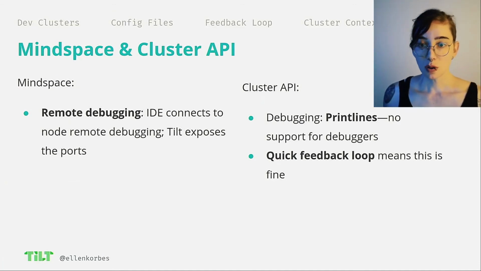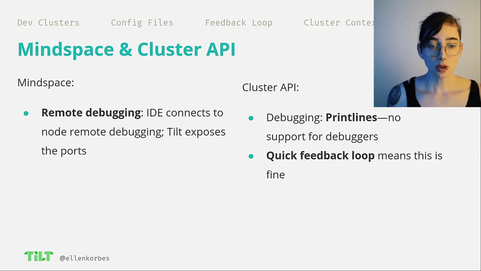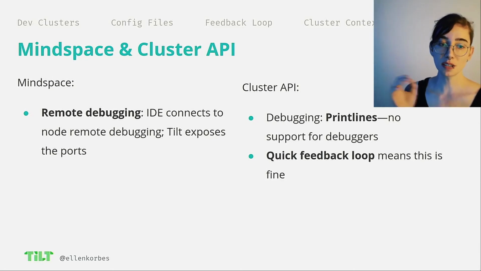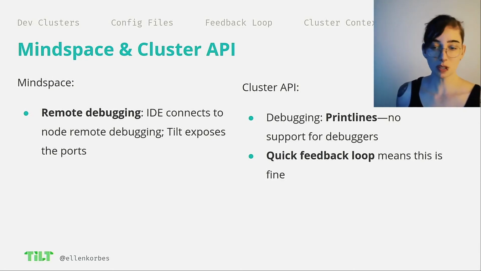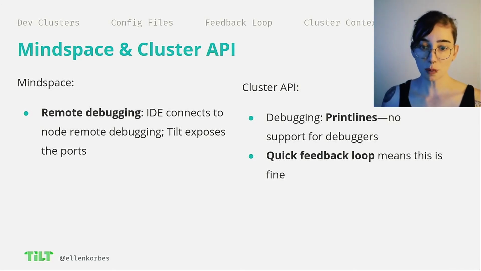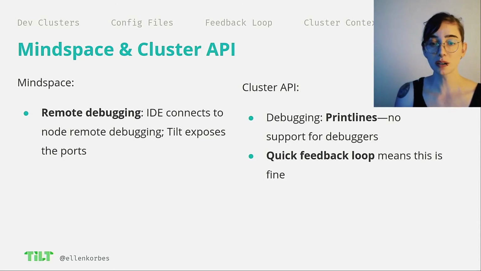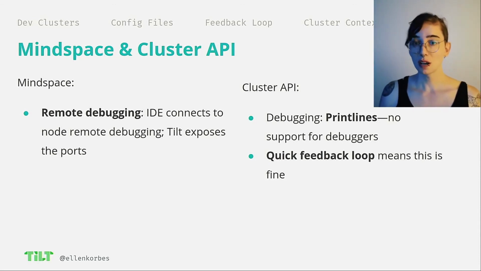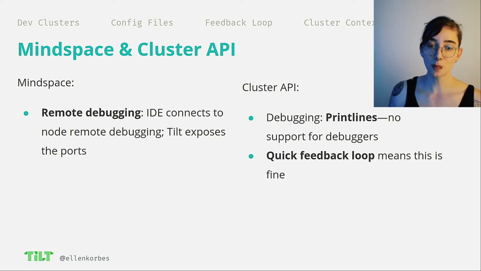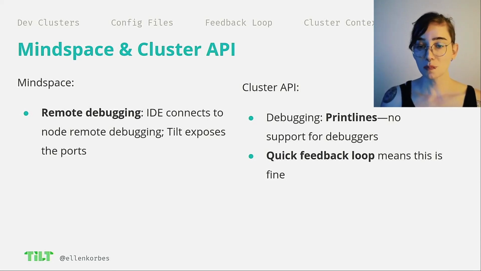Mindspace, they use regular normal debuggers. So they use Tilt to do the exposing the ports thing, and then basically their IDE connects to the node remote debugging thing, and that does the job. And Cluster API is probably the most analog thing here, where basically they don't have a use case where they really want to use an actual debugger. So their debugging method is a ton of print lines that then get output to the console. They have a very fast feedback loop, so that works for them.